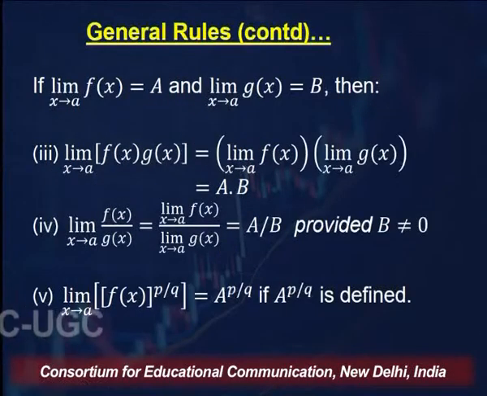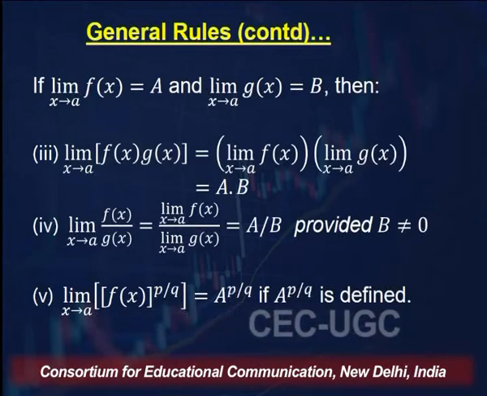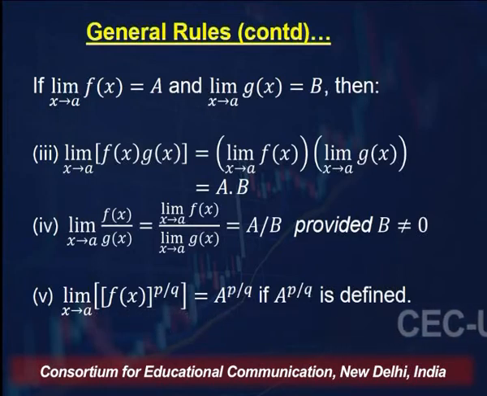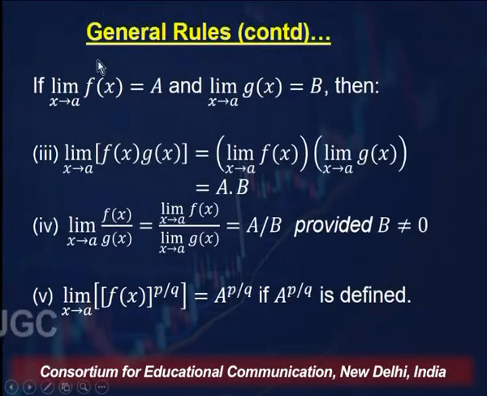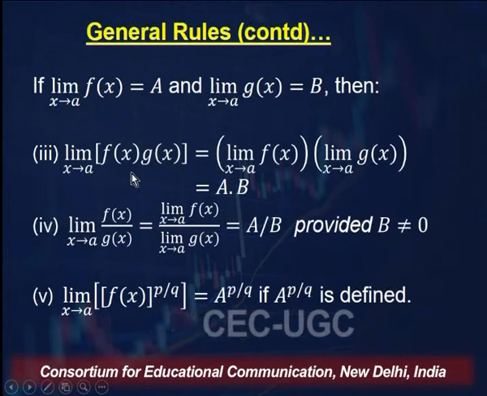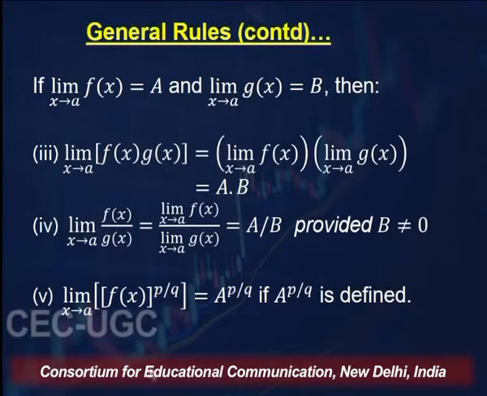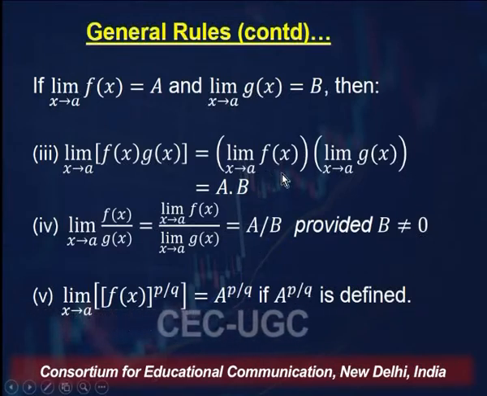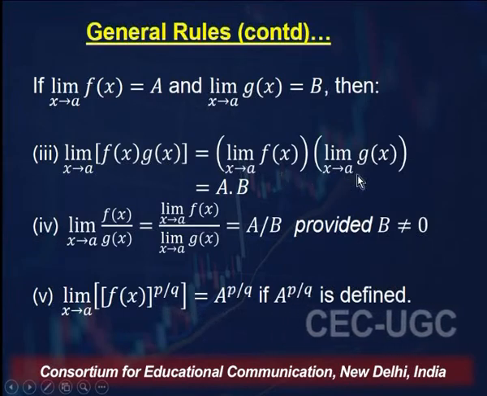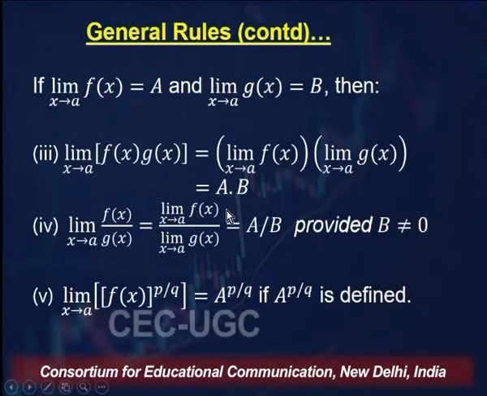Okay, the third rule says that if I now consider the product of the two functions, the limit of the product of two functions, f of x times g of x as x tends to a, is a product of the individual limits. So it is the limit of f of x as x tends to a times the limit of g of x as x tends to a. And that is then going to be a times b.